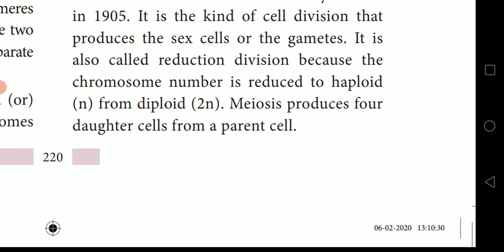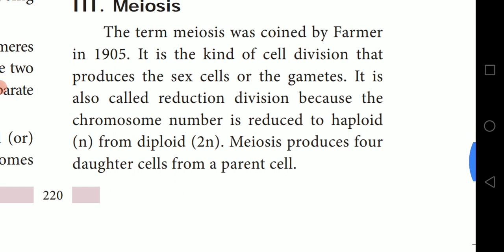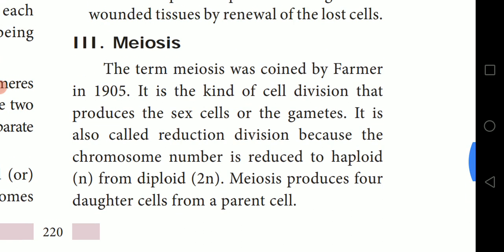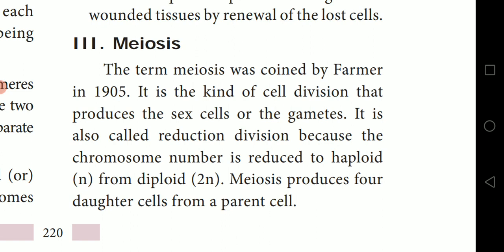Meiosis produces 4 daughter cells from a parent cell.